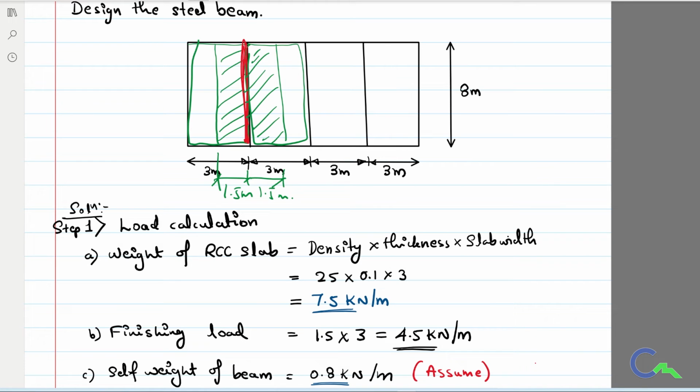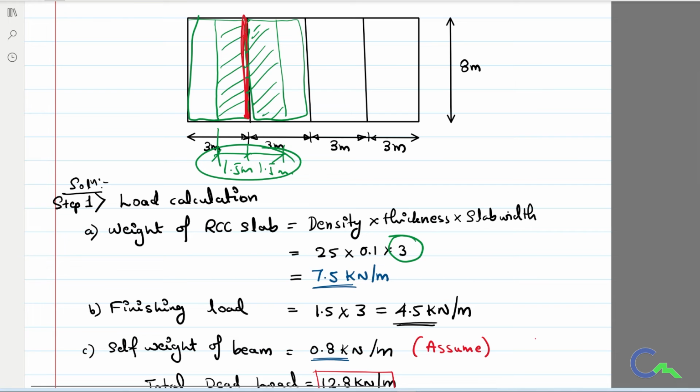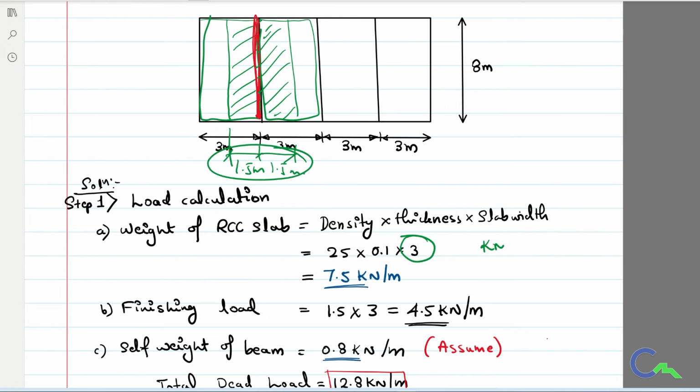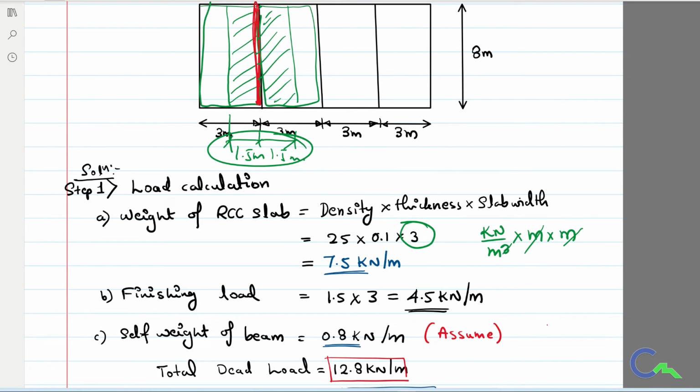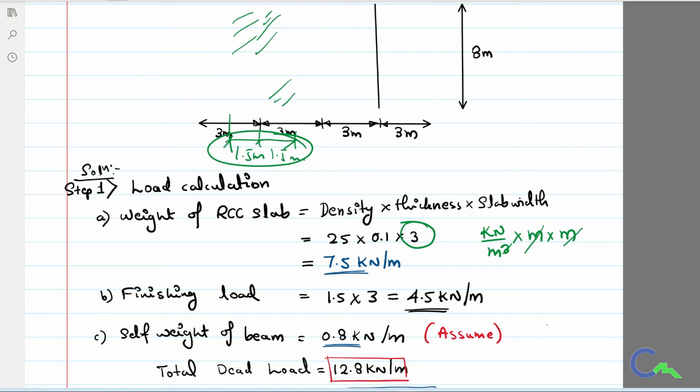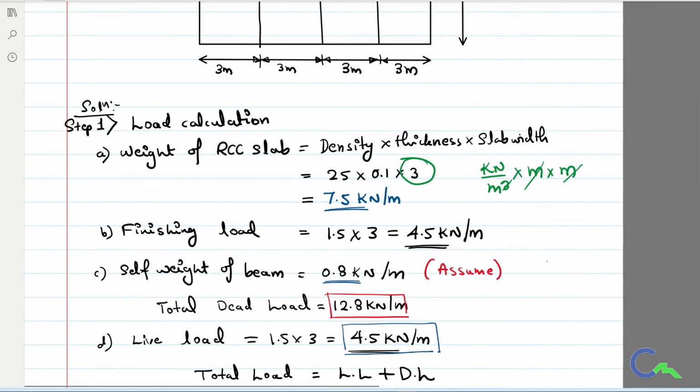So therefore I am going to multiply with the 3 meters. In total, a 3 meter slab is going to rest on that particular beam. Kilonewton per meter cube is the density, thickness is in meter and width is in meter, so I'm going to get the value in kilonewton per meter. So the weight of the RCC slab is 25 into 0.1, they given 100 mm thickness, then into 3. That is the first load that is going to come.